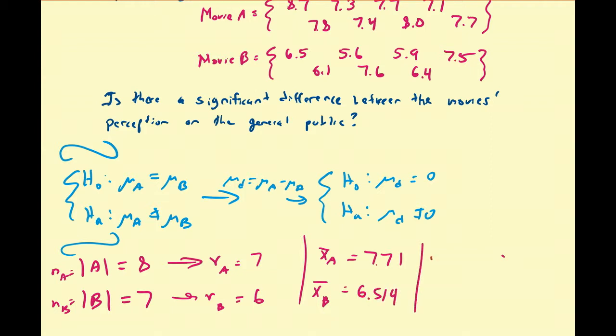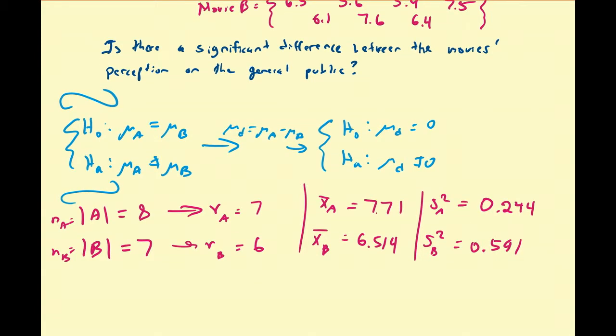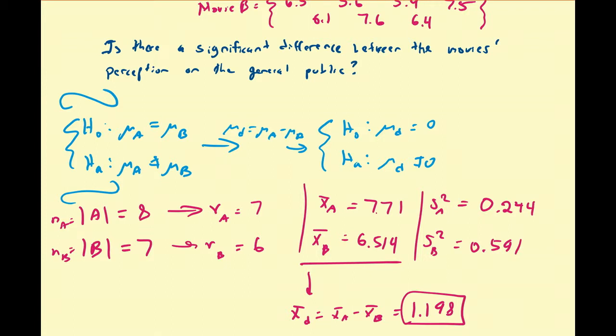And then you can calculate the variances, S squared A and S squared B. They're going to be equal to 0.244 and 0.591. And from these two averages, you can calculate X bar D, equal to X bar A minus X bar B, to be equal to 1.198. So this is going to be the point estimate for mu D.